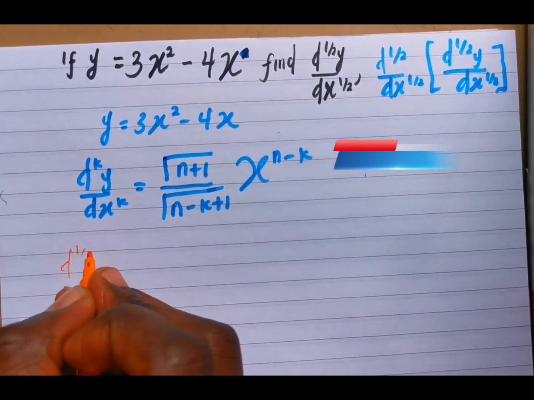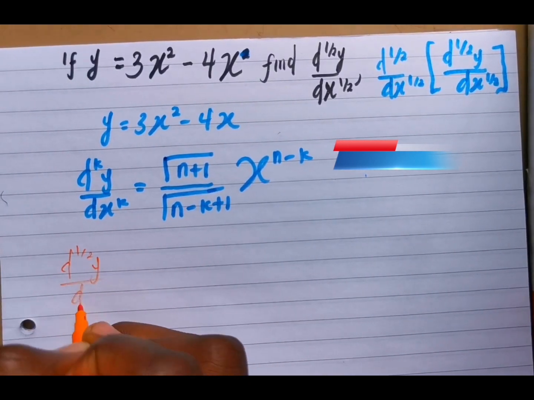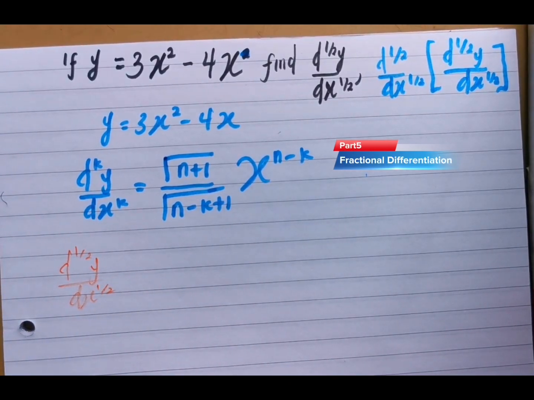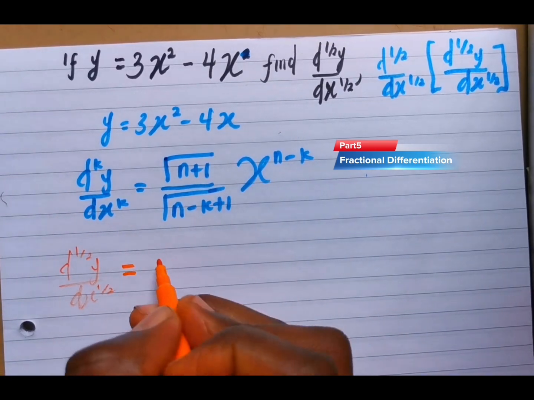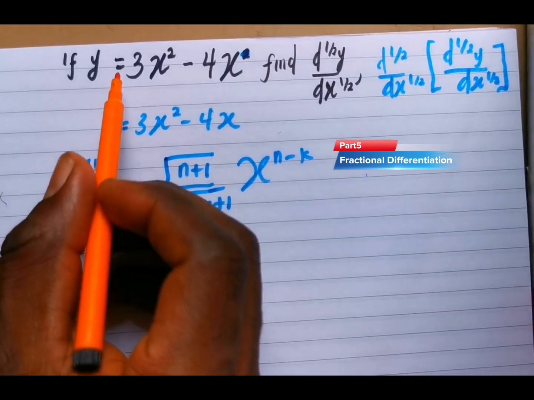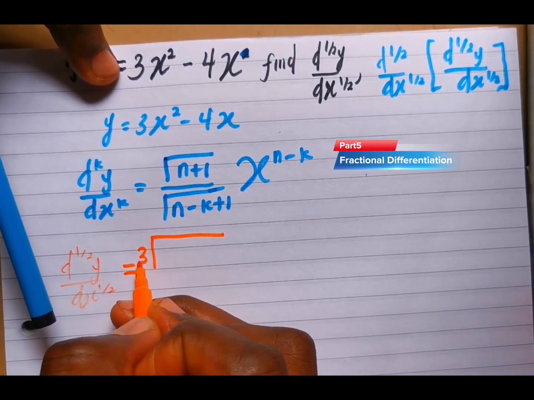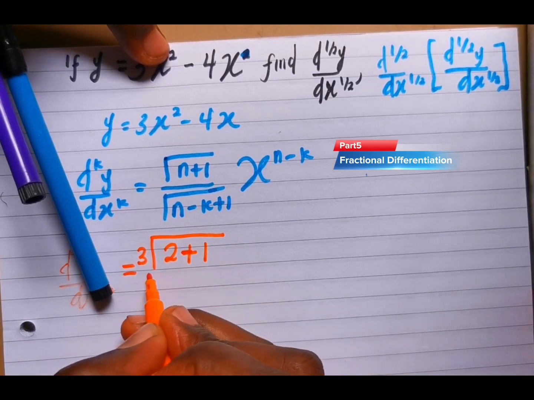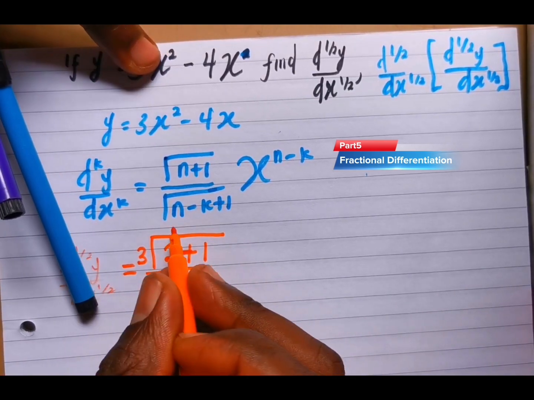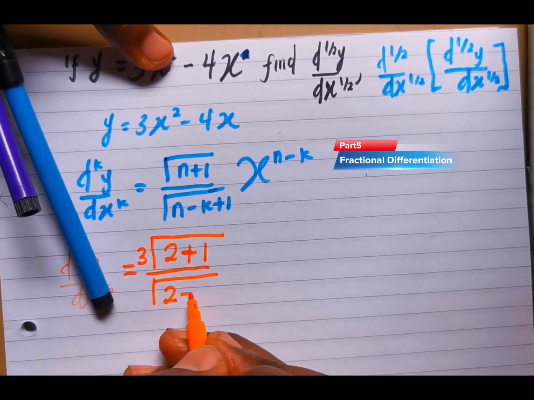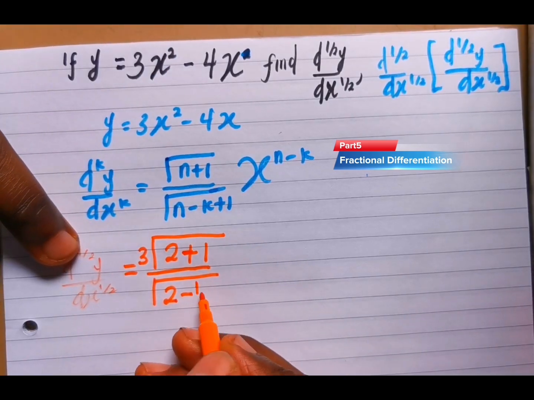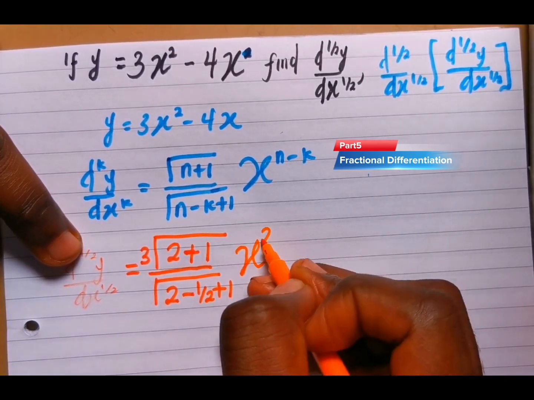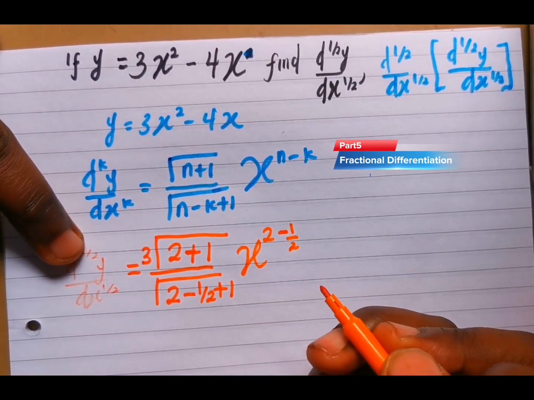That is the half order derivative. This half order derivative is equal to the gamma of, here I have 3x squared, so I'm going to write my 3 as my constant. Then my n is 2, plus 1, over the gamma of n, which is 2, minus k, which is 1 over 2, then plus 1. Then we have x to the 2 minus 1 over 2.